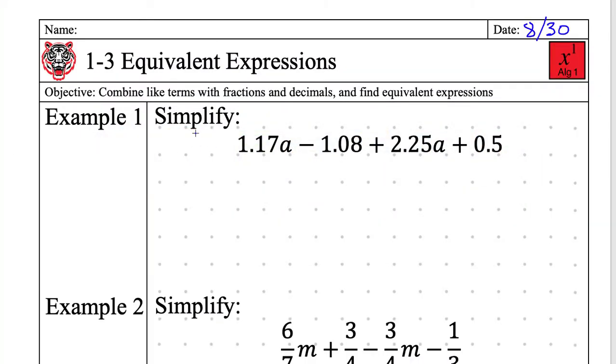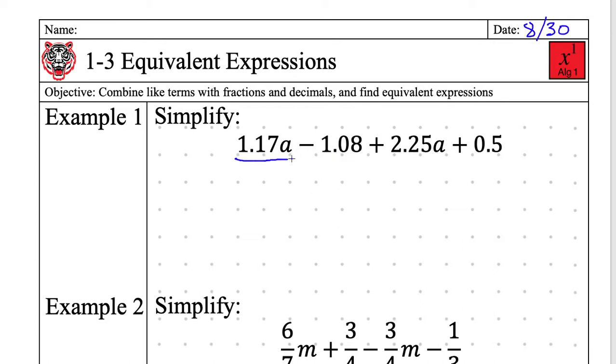So this is kind of a review because we've done equivalent expressions before. Our objective today is to combine like terms with fractions and decimals and to find equivalent expressions. So in example 1, what are the like terms?